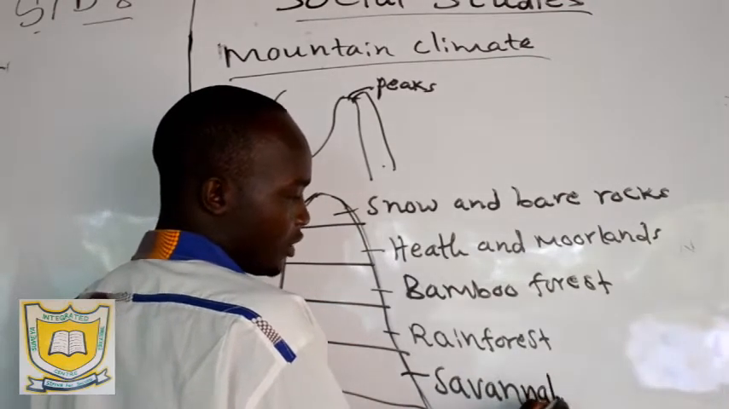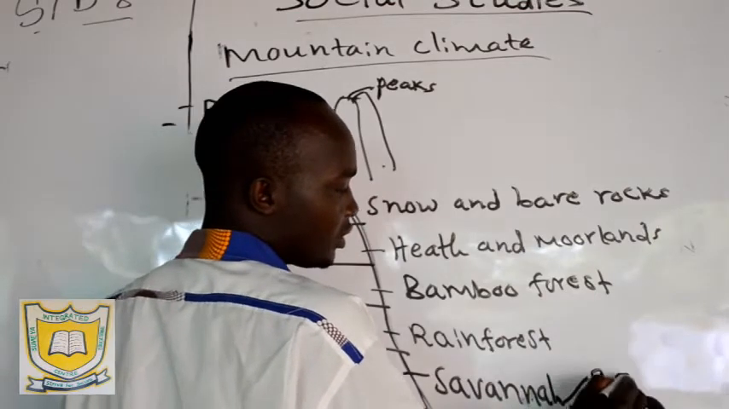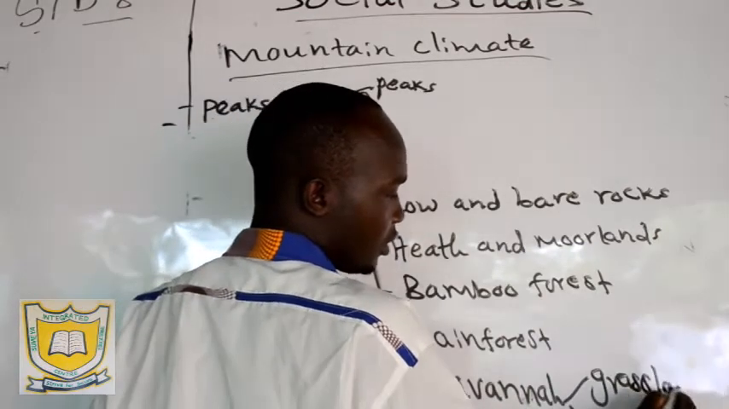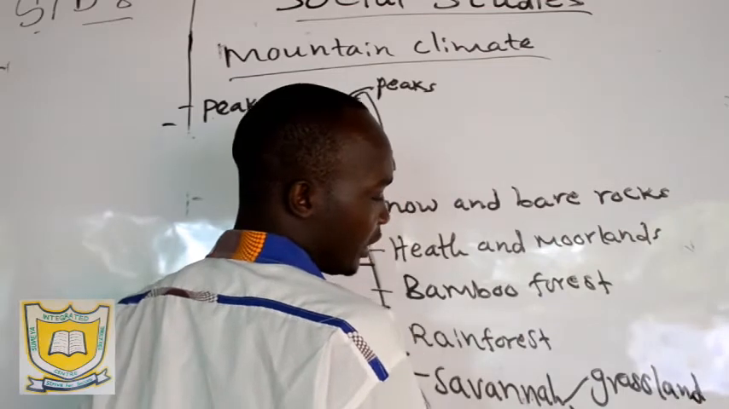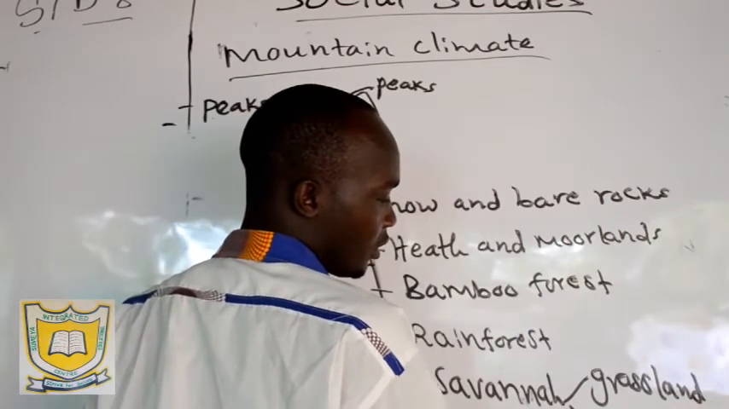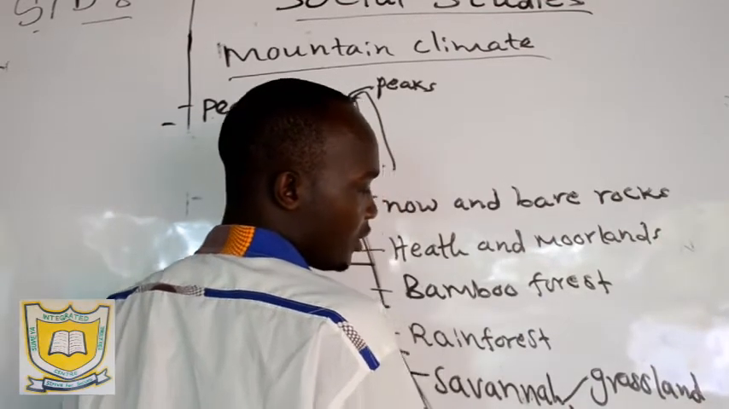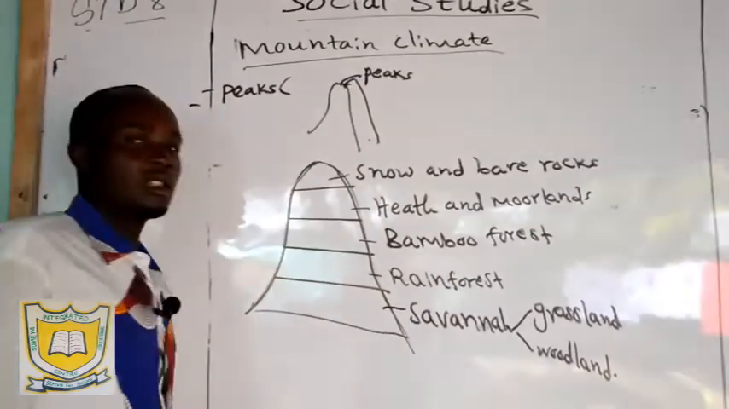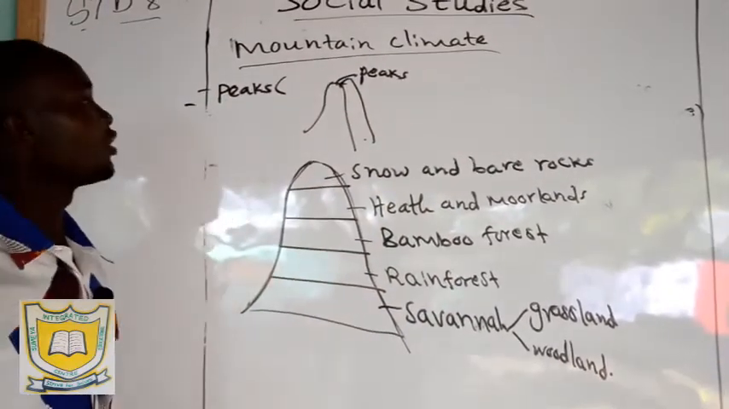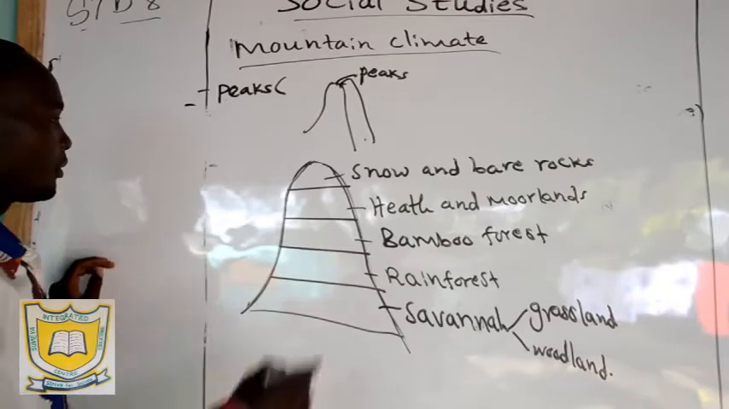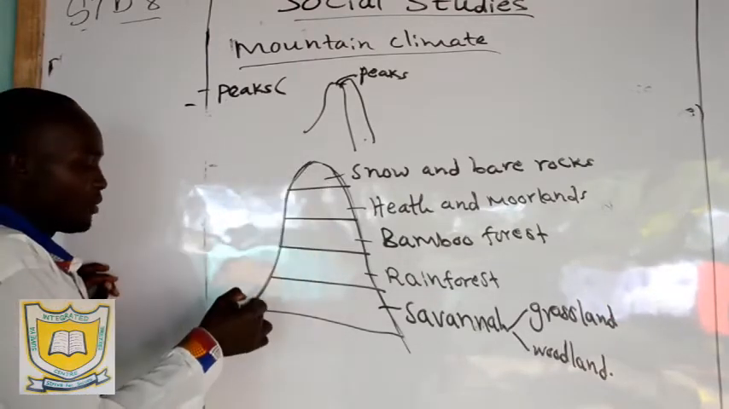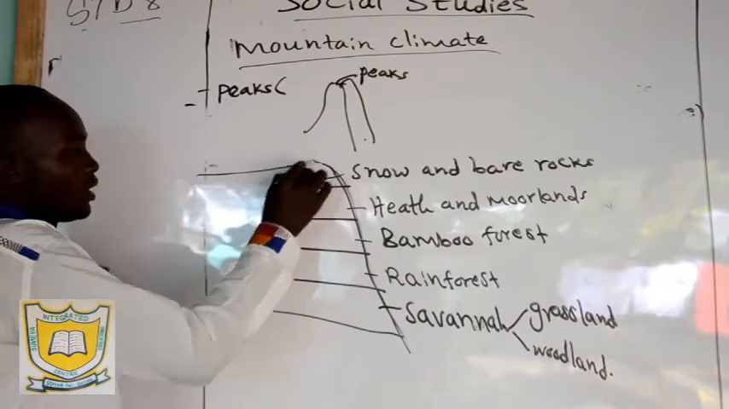Savanna. So this one can be grassland and the woodland is here. So that is a mountain vegetation or mountain climatic area. So mountain climatic area is influenced mostly by what we call altitude.